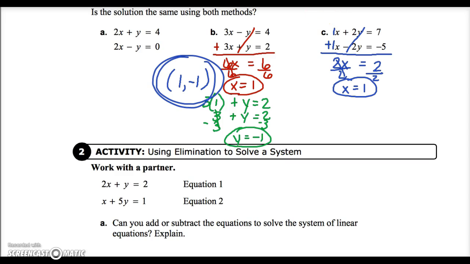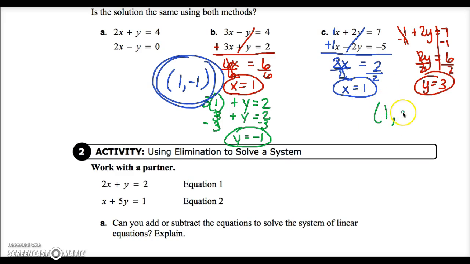And then we just plug it in, and I'm going to plug it into the one that's positive. So we have x, well that was 1, plus 2y equals 7. Subtract 1 on each side. So 2y equals 6. And then divide by 2 on each side. So y equals 3. So my ordered pair is (1, 3).